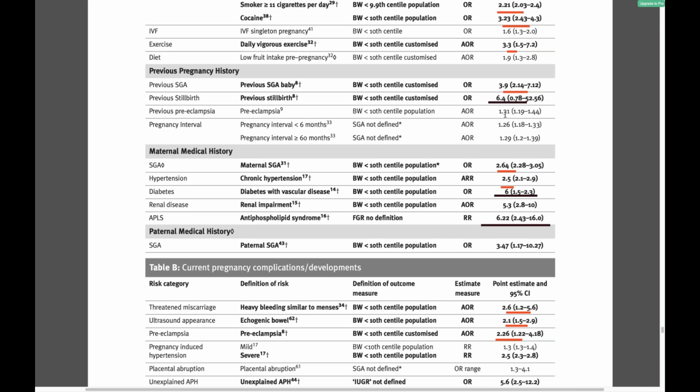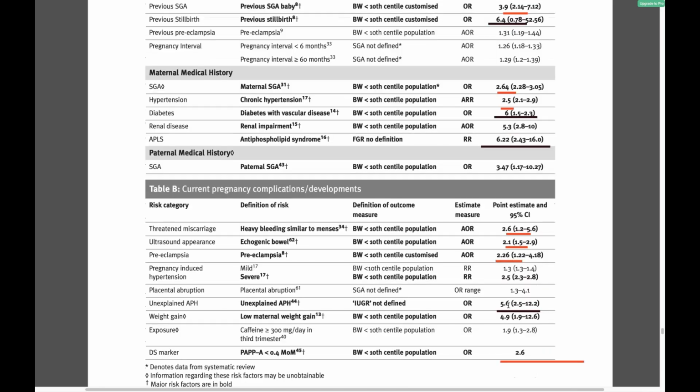So the highest OR, 6.4, is previous stillbirth. Previous stillbirth is like a killer. Second, OR 6.2, is antiphospholipid antibody syndrome. And third, 6, is diabetes with vascular disease. So in decreasing order, the highest OR is for previous stillbirth, followed by antiphospholipid antibody syndrome, followed by diabetes with vascular disease. Just keep this in your mind, because sometimes you will get a question from here.